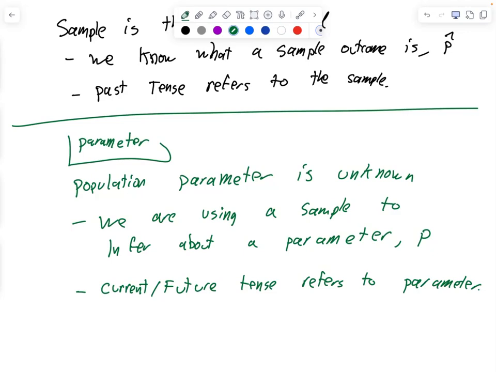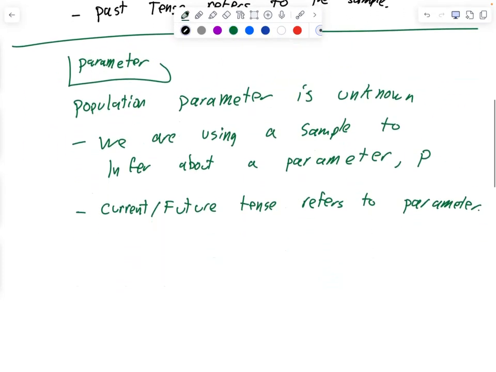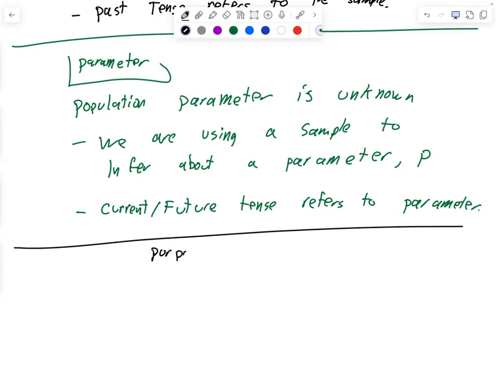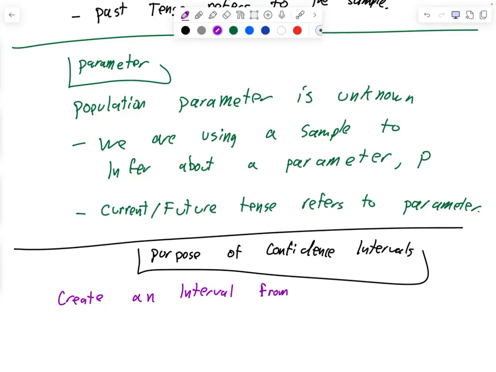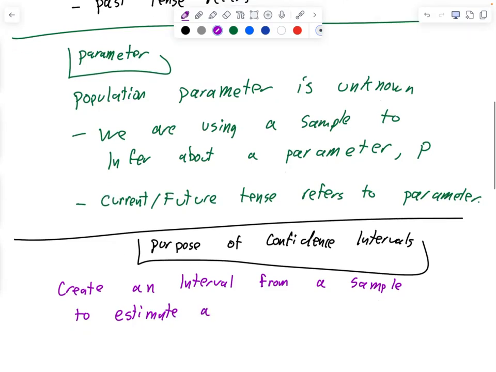Purpose of confidence intervals. The purpose of a confidence interval is to create an interval with a given percentage from a sample to estimate a lower and upper boundary, that's what an interval is, of the blank, the parameter.